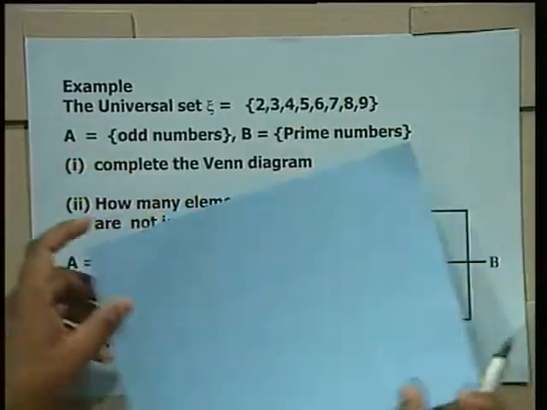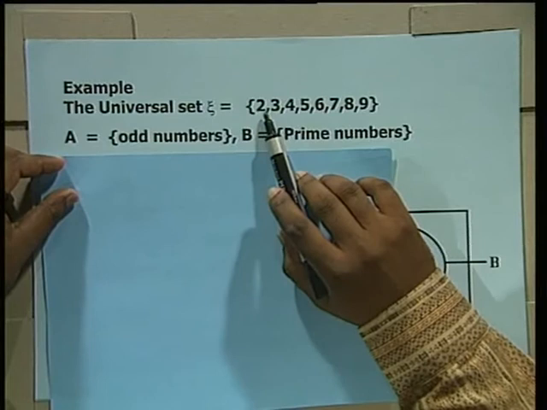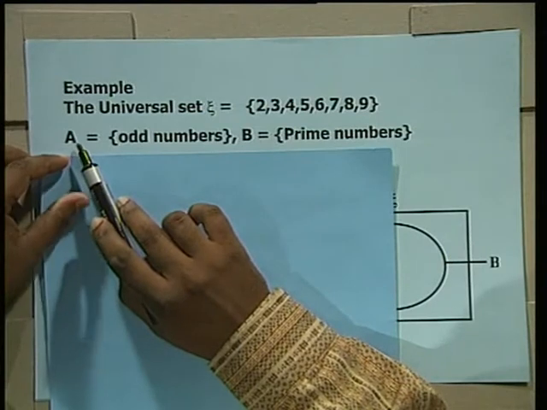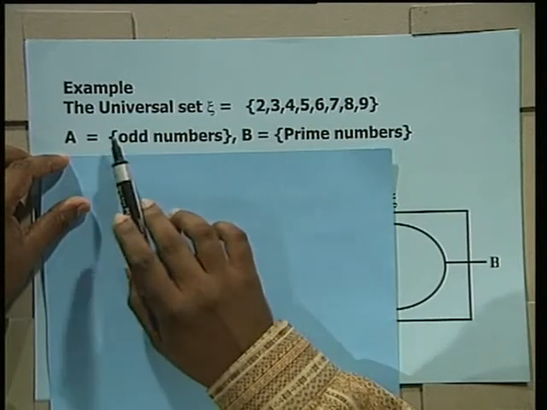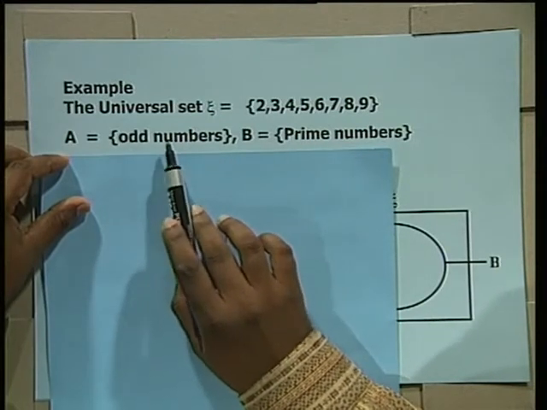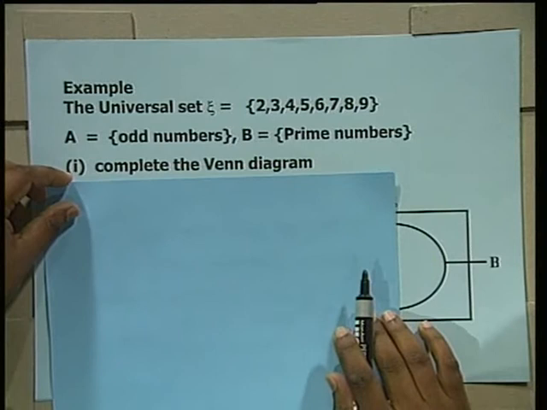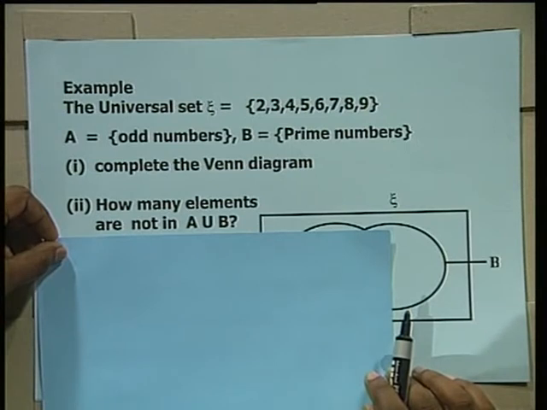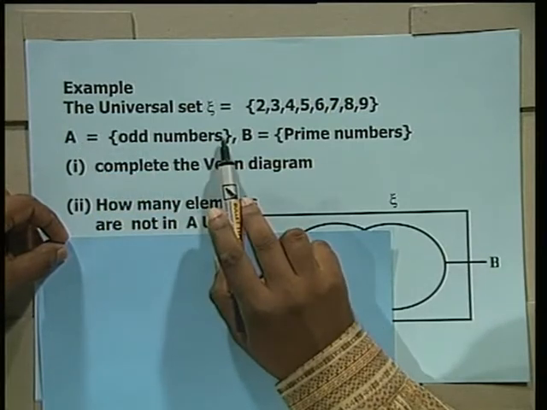It's high time now that we take an example. In this question, you are told the universal set is all the integers from 2 to 9. There is a set A, which consists of odd numbers. Set B consists of prime numbers. So note that here the elements have not been given to you. It's the property that has been written within the curly brackets. And you are asked to complete the Venn diagram and to state how many elements are not in A union B.